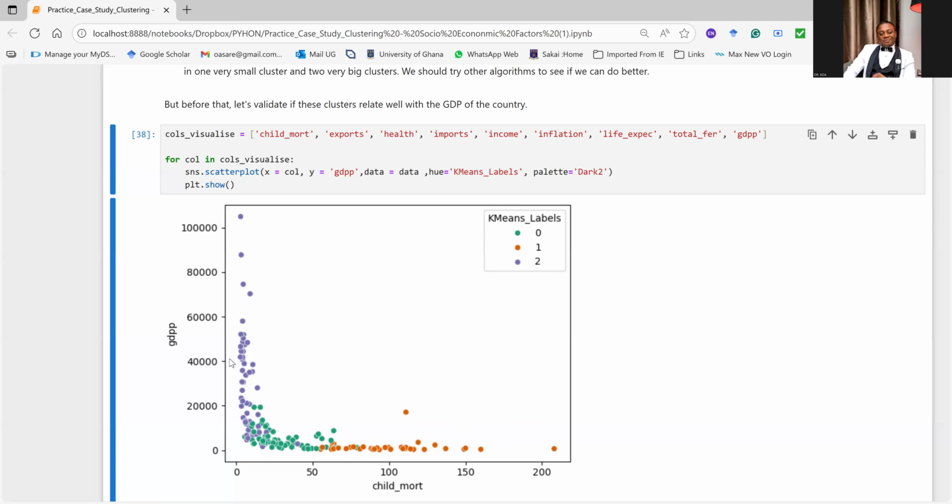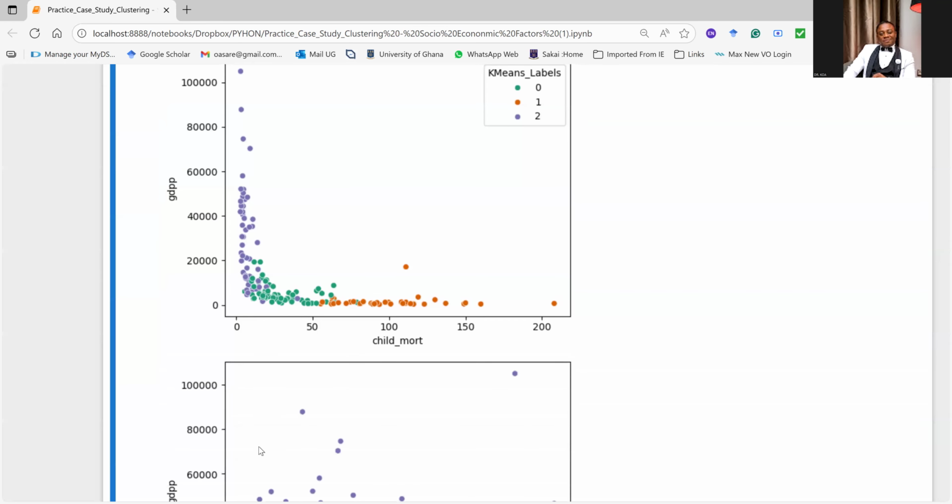So you can see that the GDP is low and the child mortality is high for the poor countries. The GDP is high and the child mortality is low. Graphically, it clearly shows that the wealthy countries are in that shape.